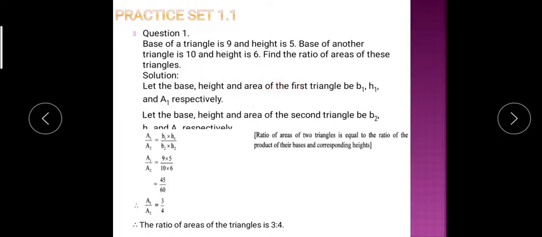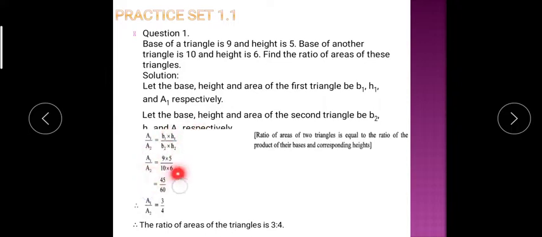So let's consider the first triangle: base is B1, H1 is height and A1 is area of the first triangle. The second triangle has base B2, height H2 and area A2. Now according to the theorem, the ratio of the areas of two triangles is equal to the ratio of the product of their base and the corresponding heights. This is compulsory to write in the answer. After writing this, you can write A1 upon A2 is equal to B1 into H1 upon B2 into H2.